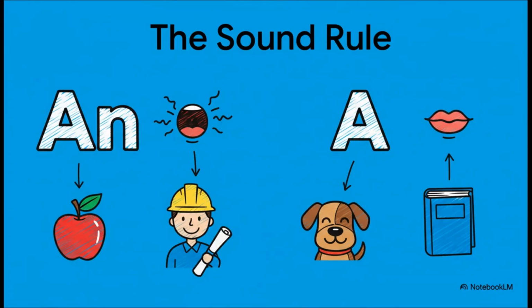See, it's actually really simple. If the word starts with a vowel sound, you use an. Like an apple, an engineer. And if it starts with a consonant sound, you use a, like in a dog or a book. The trick is to close your eyes and just listen. It's about what you hear, not what you see written down.